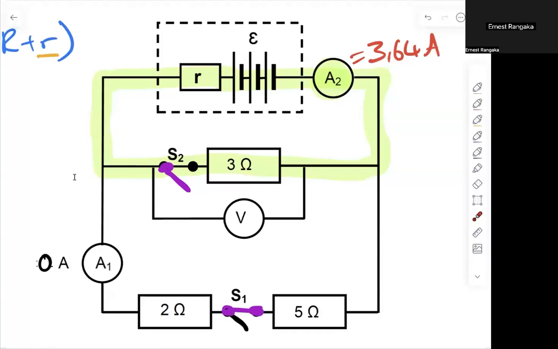Okay, let's quickly have a look at how that would change. Sorry, is my mic on? Yes, my mic is on. Let's have a look at how that would change our system.